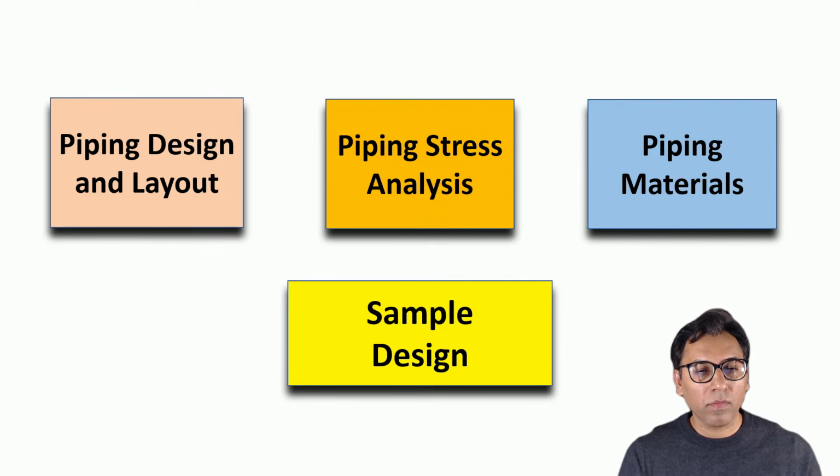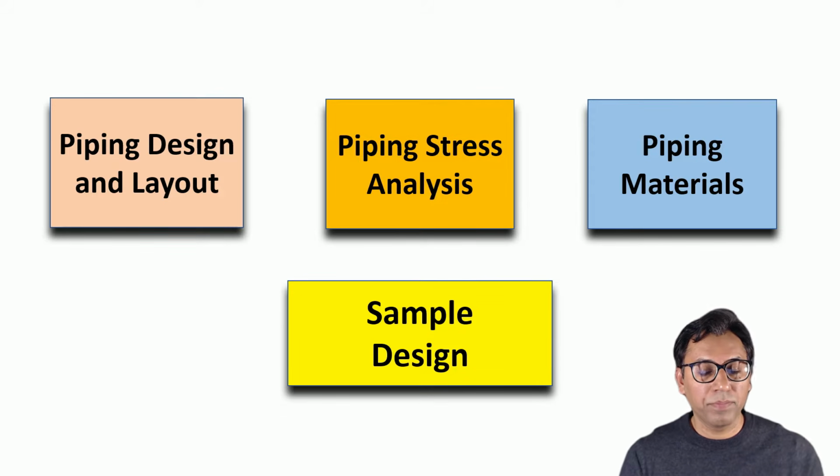Broadly, I have divided this piping course into 3 categories. First one is piping design and layout, second is piping stress analysis, and third is piping materials. I will explain all these 3 categories first briefly, then I will explain all these 3 categories with the help of a practical sample design of a plant piping. Let's first see what will be the content in this course.